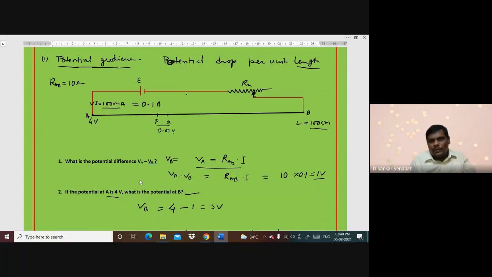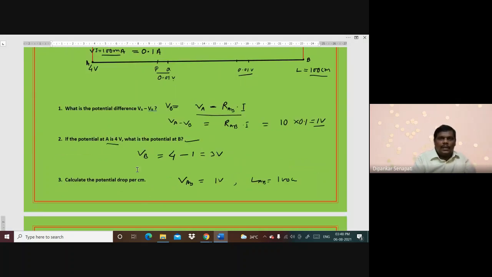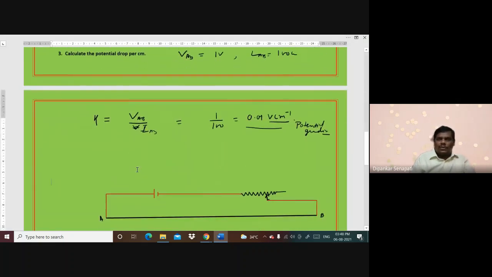0.01 volt. If we consider here potential drop per centimeter equal to 0.01 volt, is it true for the whole wire? Is it the same? Let us try to understand with a suitable expression. That is, K is equal to VAB by L. What is VAB?